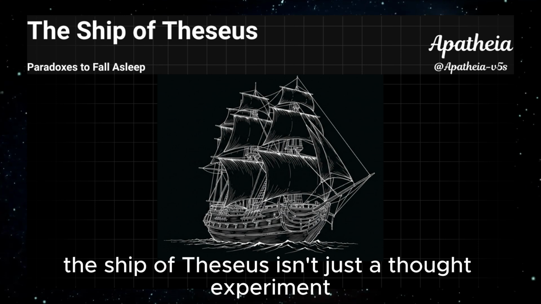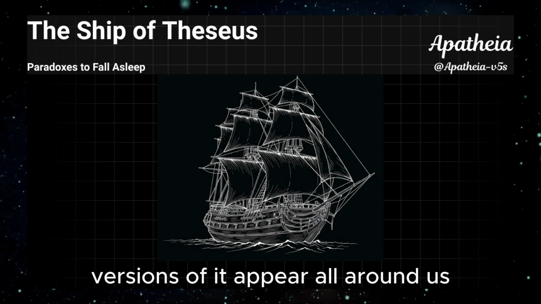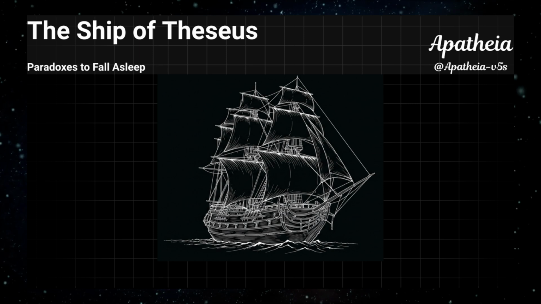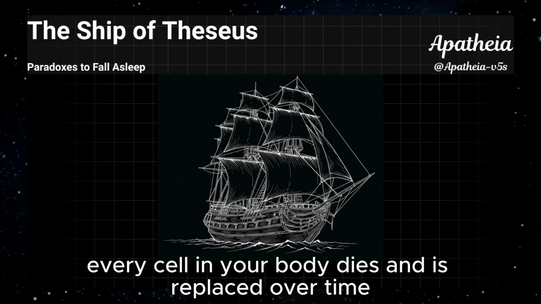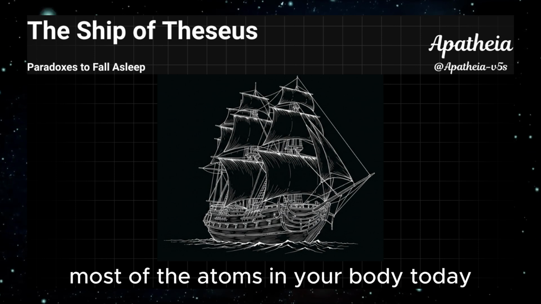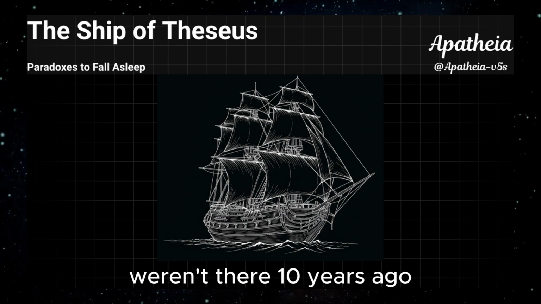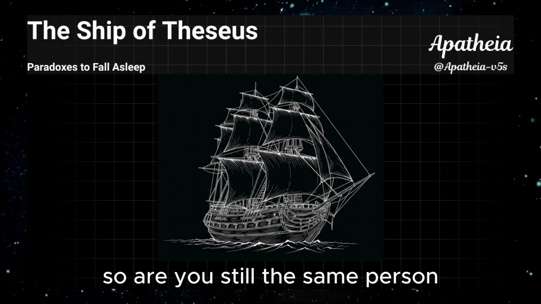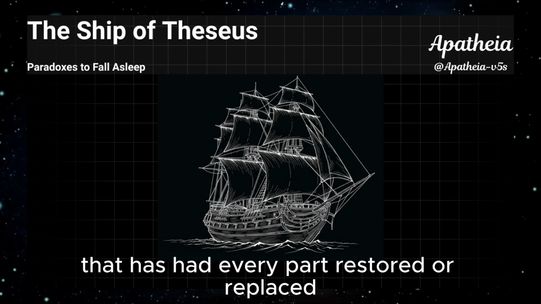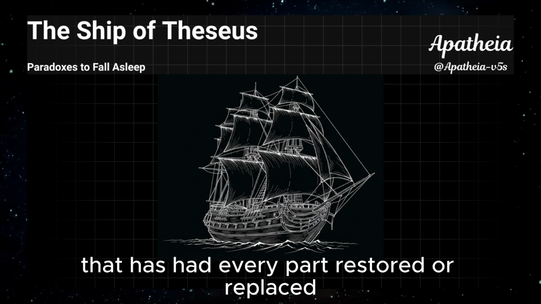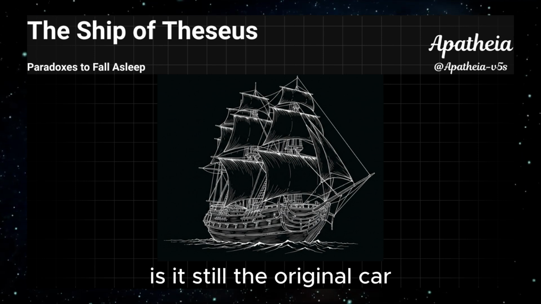The Ship of Theseus isn't just a thought experiment. Versions of it appear all around us. Take your body. Every cell in your body dies and is replaced over time. Most of the atoms in your body today weren't there 10 years ago. So are you still the same person? Or think about a classic car. An old Mustang, say, that has had every part restored or replaced. Is it still the original car?